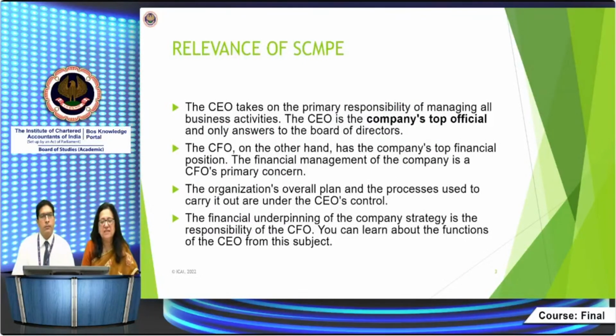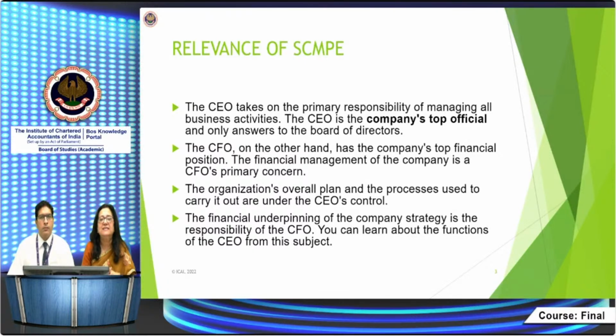And students, this paper highlights the role of a chartered accountant in the top management position, that is the CEO, the chief executive officer of the company. It's very different from the role of Chief Financial Officer. So this subject takes into account the role of a chartered accountant. When you become a chartered accountant, what role can you have? That is the business solution provider. So this paper helps you in becoming a business solution provider.